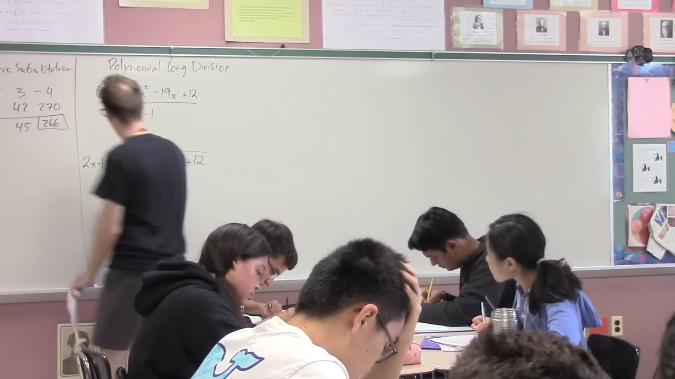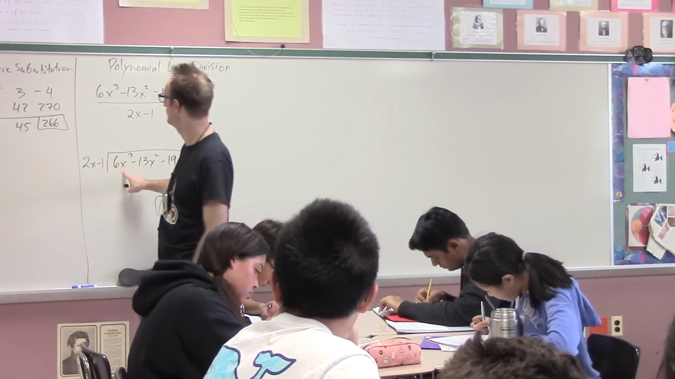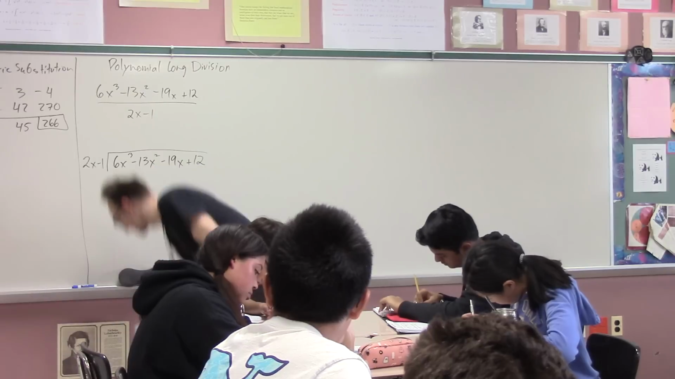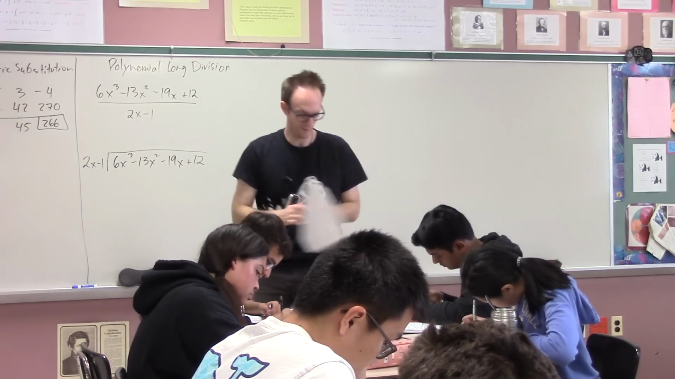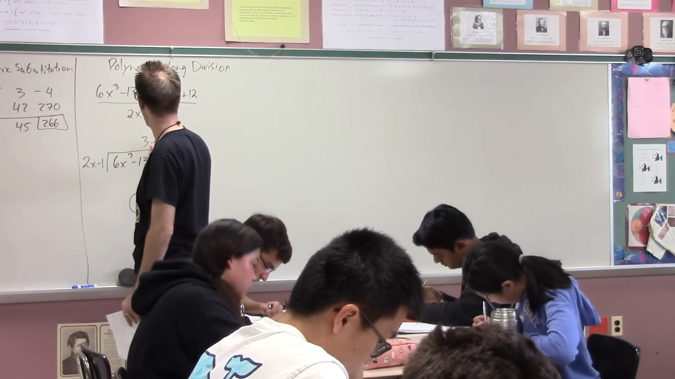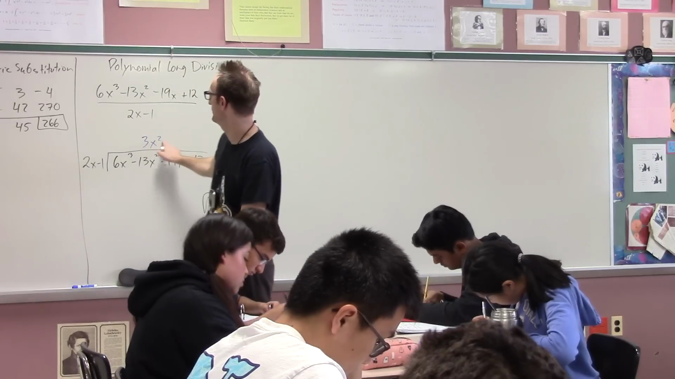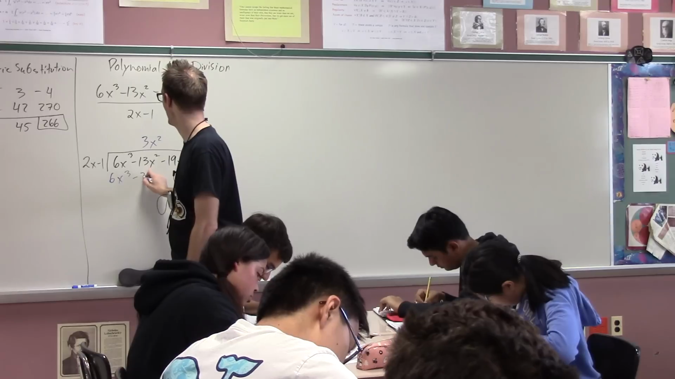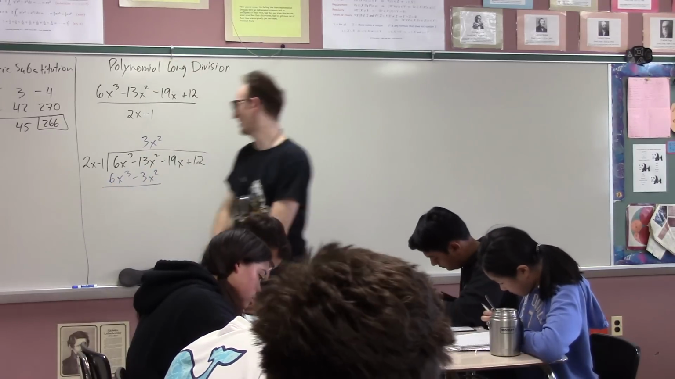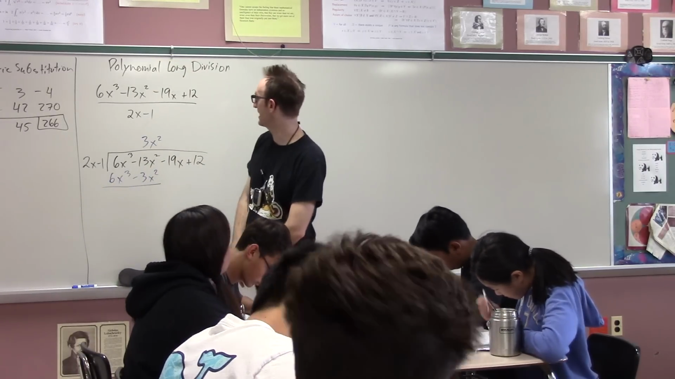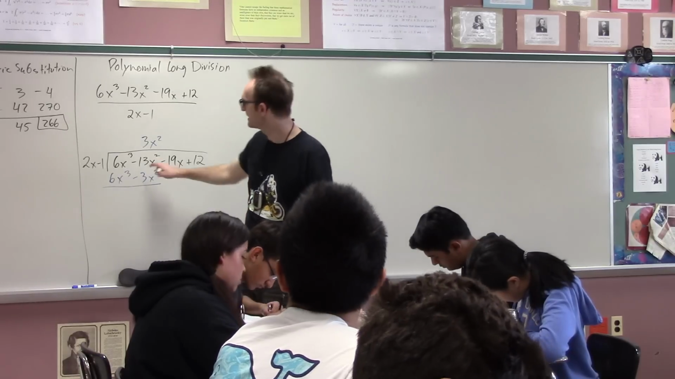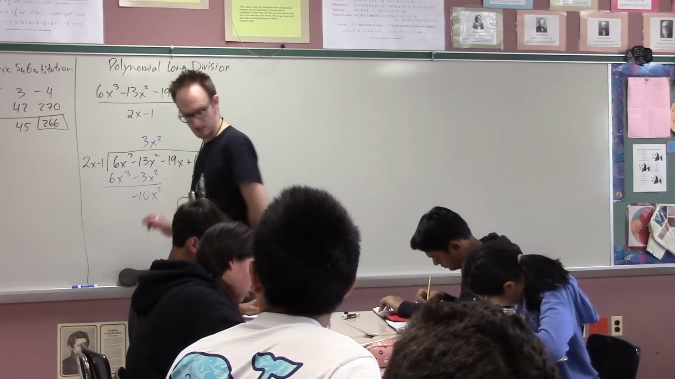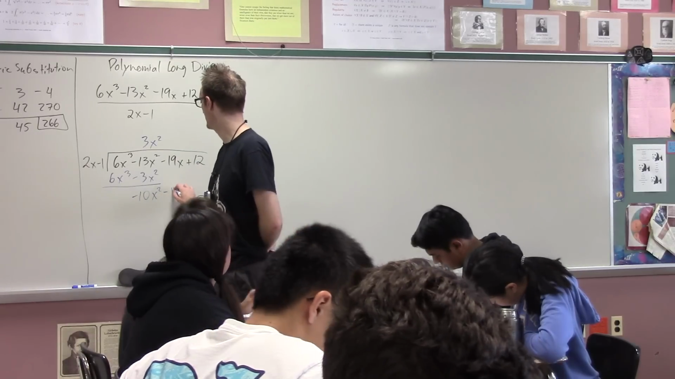Alright, so you go, alright, how many times is 2x going into 6x cubed? Answer, 3x squared times. So this is 3x squared, and then you multiply back through, you get 6x cubed minus 3x squared. Now, what makes polynomial long division kind of hard is you have to keep track of all these negatives. I think I'm doing this right. So negative 13 minus negative 3 is negative 10. And then bring down the negative 6x.